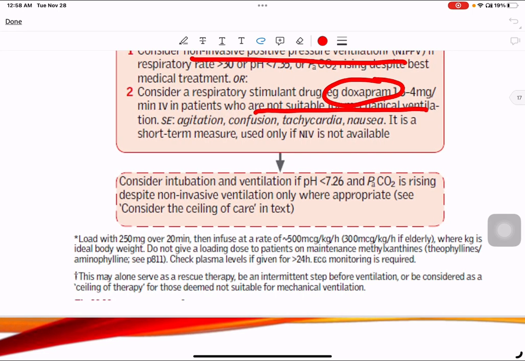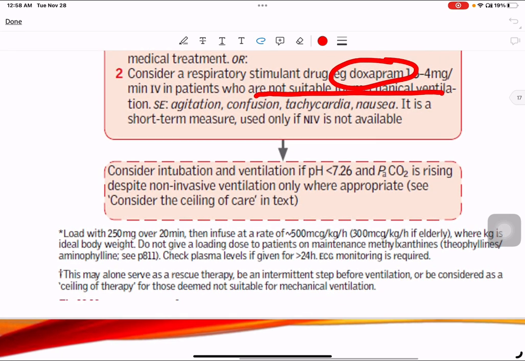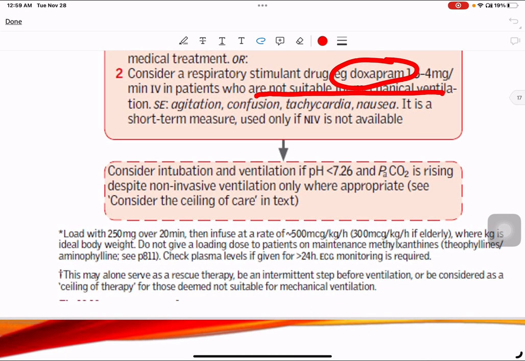Usually, in case of a COPD patient, we don't consider mechanical ventilation, but we have to consider intubation and mechanical ventilation if there is severe respiratory acidosis, that is pH less than 7.26 and partial pressure of carbon dioxide rising despite non-invasive positive pressure ventilation. If the patient has severe respiratory acidosis and rising carbon dioxide despite all the measures, then we can consider intubation and mechanical ventilation.